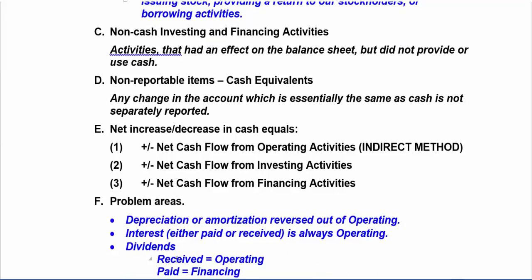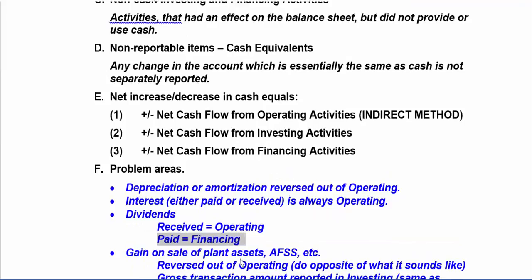There's two kinds of dividends. There's the kind we receive. Those are considered an operating activity. Whether or not you think they're an investing activity, it doesn't matter. The standard calls for them to be listed as an operating activity. But the dividends we pay are considered a financing activity. That's providing a return to our stockholders.